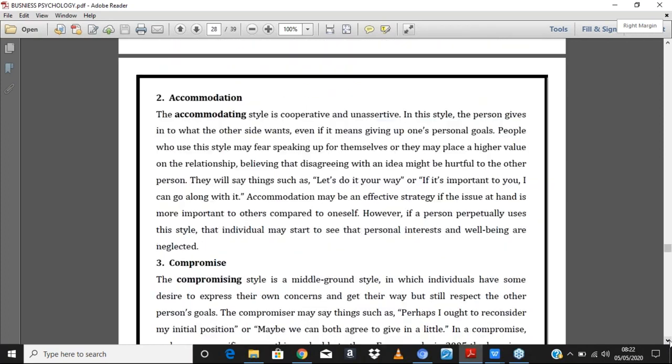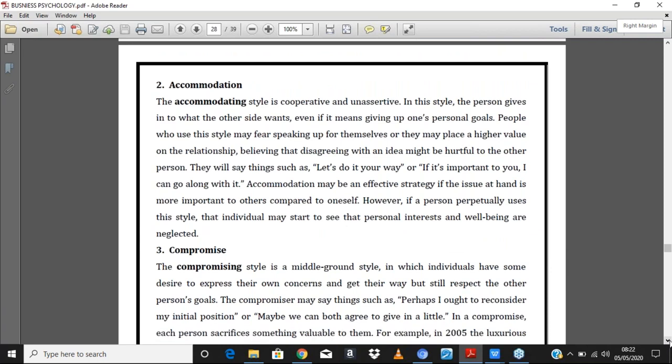Now, the accommodating style is one that is cooperative and unassertive, unlike the first style, which is uncooperative. In this style, the person gives in to what the other person wants. In other words, I accept what you want. Let us just have peace. This is what you want, no problem. So you give in to the other person's goal.